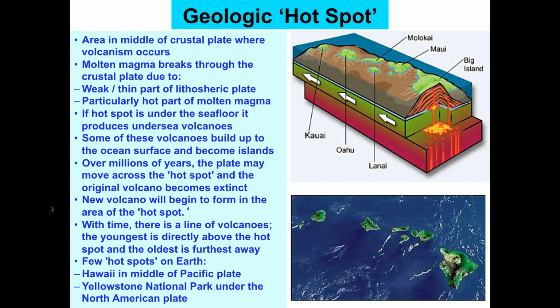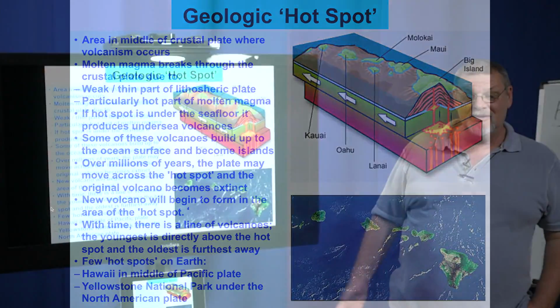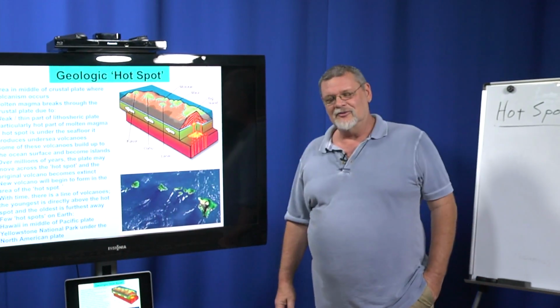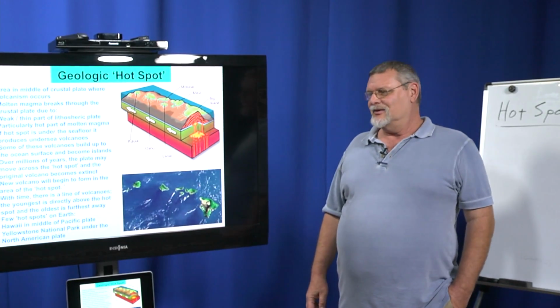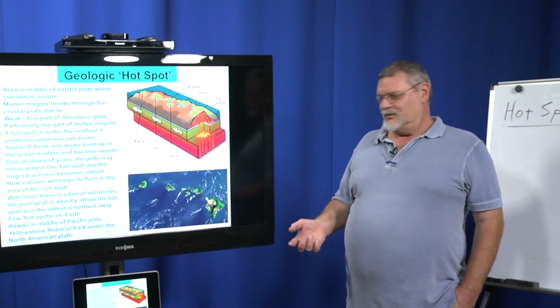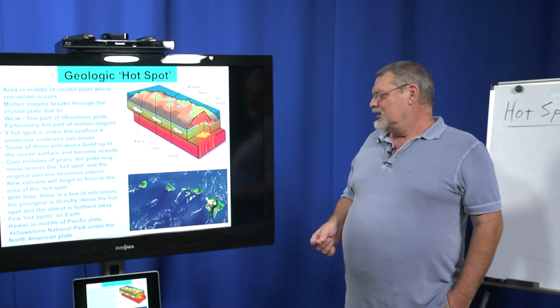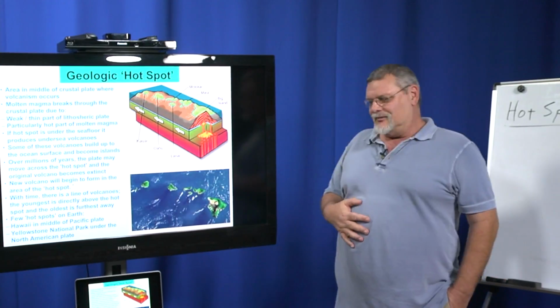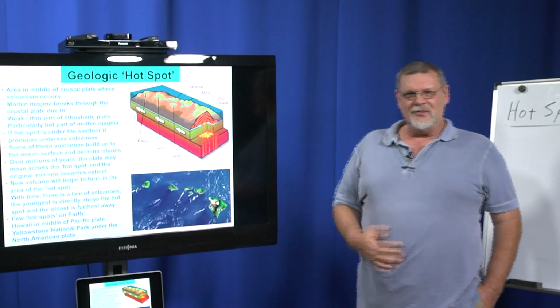So there aren't very many, but Hawaii is in the middle of the Pacific plate, and we have a hot spot in the Yellowstone National Park. Anybody ever been to Yellowstone National Park? That's where they have the geysers like Old Faithful and such. And you're going to see a movie on this at the planetarium. It's about supervolcanoes. And it has gone off before, and it could go off again. Hopefully not anytime soon, because it would be really bad.